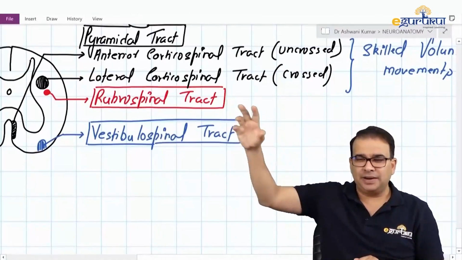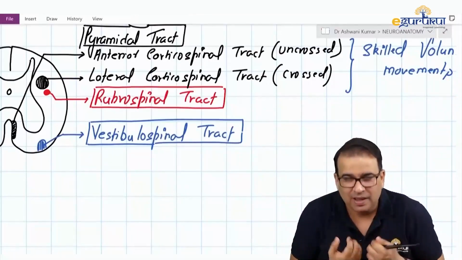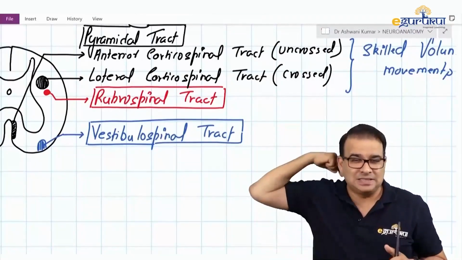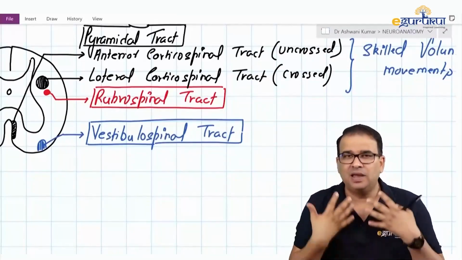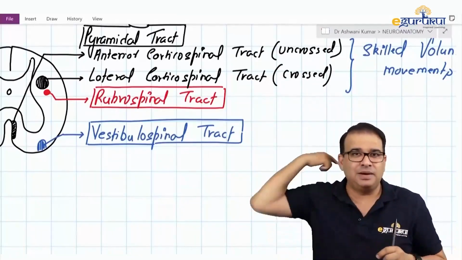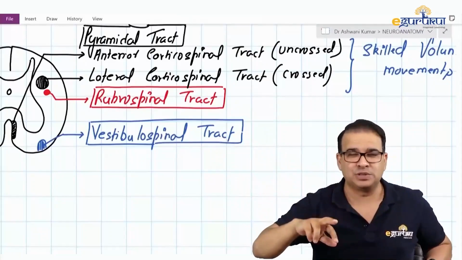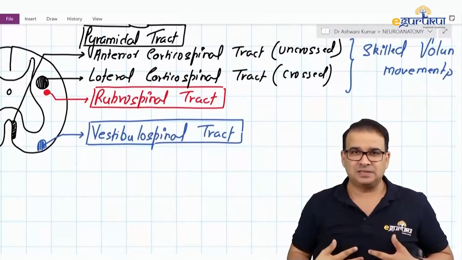Rubrospinal tract function is to facilitate the flexors, like all the flexors. If I have to bend forward, I'm facilitating all my flexors. But it inhibits the extensors. So the extensors are inhibited when the rubrospinal tract is working. It is facilitating the flexors and inhibiting the extensors. Whereas vestibulospinal tract is exactly opposite. It facilitates extensors and inhibits flexors.